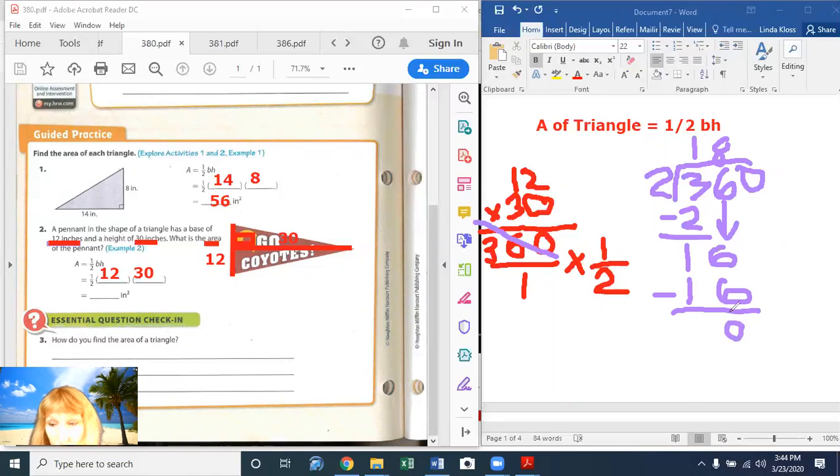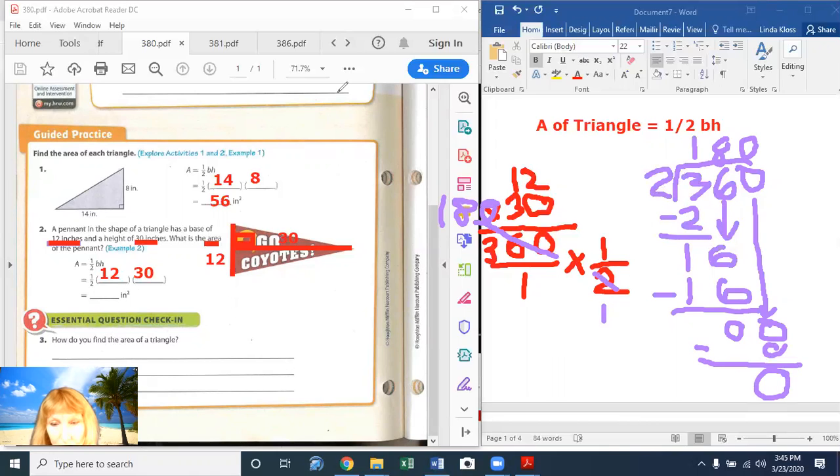And then bring down. We have a 0. We have to bring it down. We haven't finished yet. So bring down our 0. And we have to say again, how many 2's go into 0? 0 2's. 2 times 0 is 0. Subtract for the final time. 0 minus 0 is 0. So if we were to cancel 360 and divide it by 2, we would get 180. And if we divided 2 by itself, we would get 1.